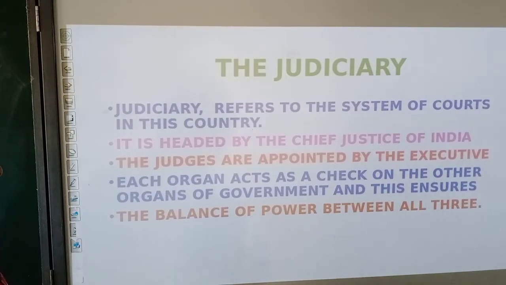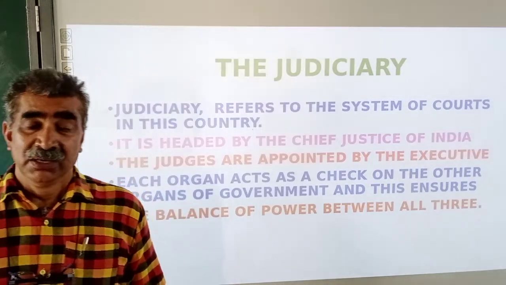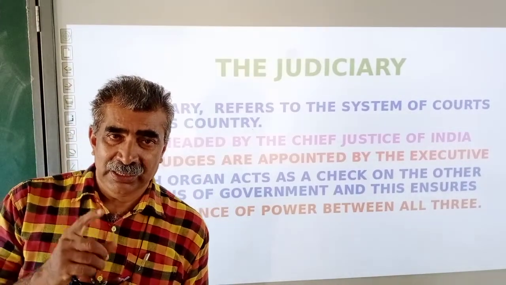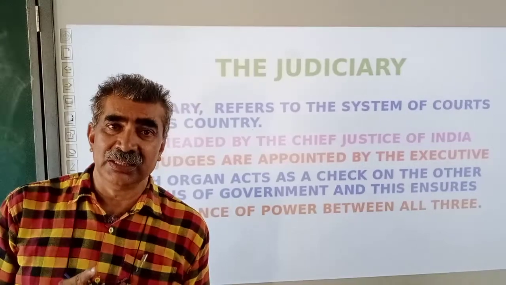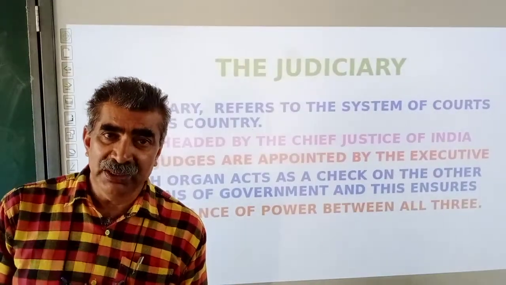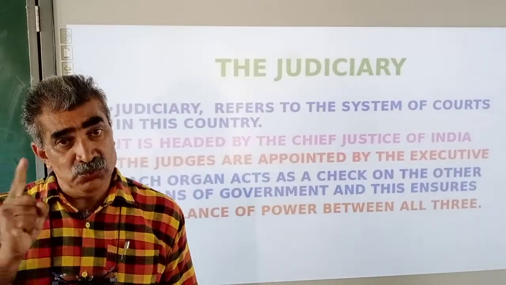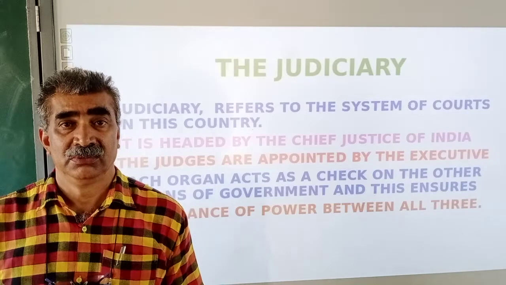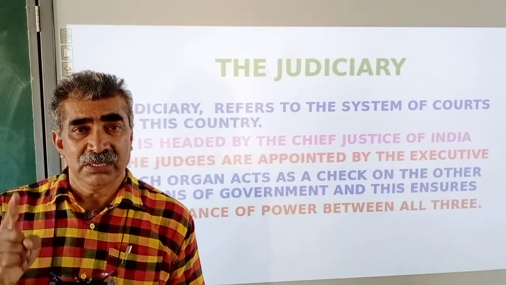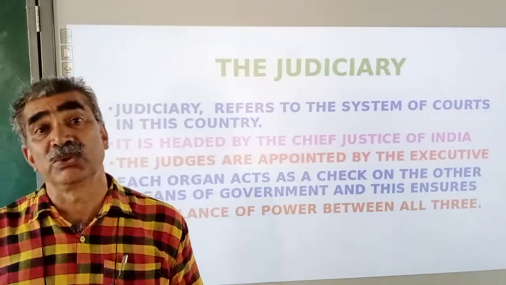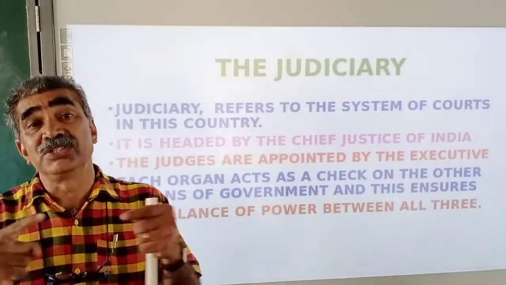Each organ acts as a check on the other organs of government, and this ensures the balance of power between all the three. How do they check each other? As I told you, a law passed by the parliament will be checked by the judiciary. And if the judiciary does something wrong, the parliament has got the power to remove the judges. It is known as impeachment. So they check it.